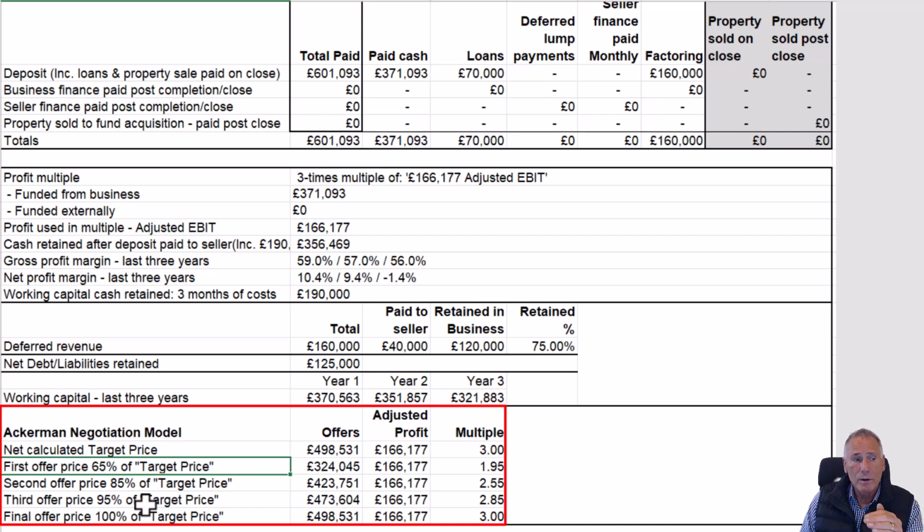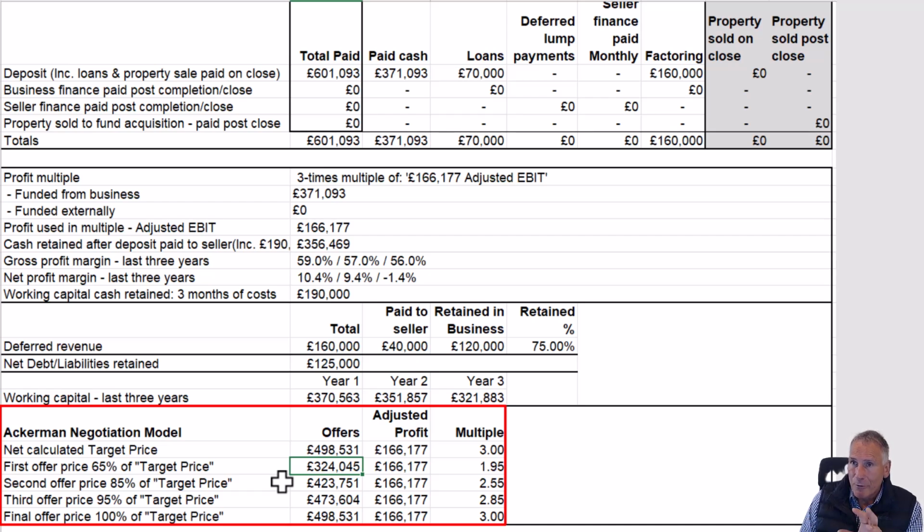So the way you work through the Ackman negotiation model is, for example, if the seller is reluctant to come forward with a price that you're willing to start at, you can do a soft offer. And what I mean by a soft offer, so instead of offering £324,000, which is the 65% of your target price, you could say, for example, businesses of this size and in this sector often go for around about a 2 times multiple.